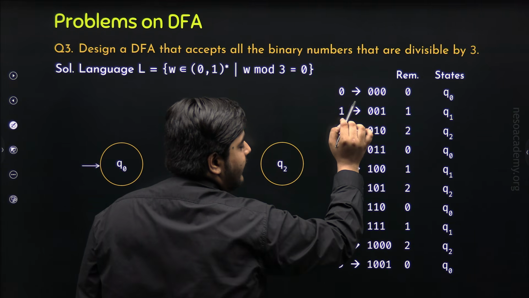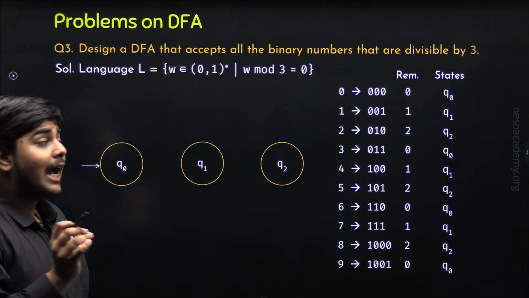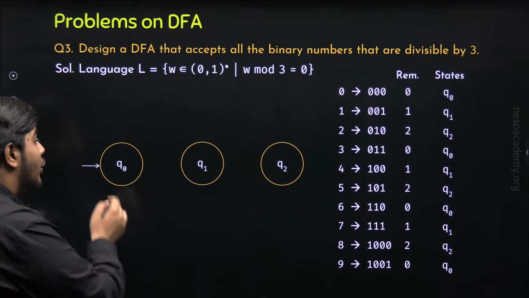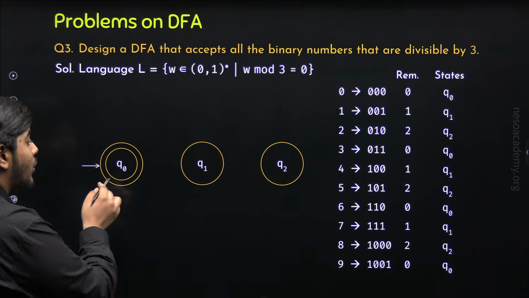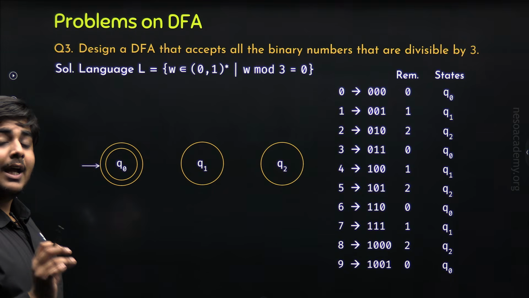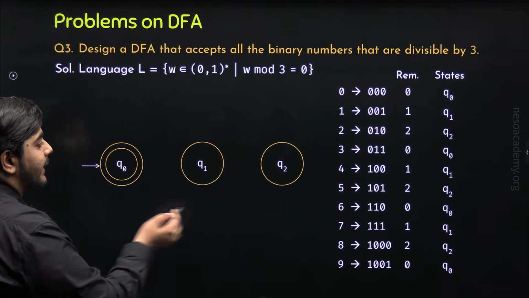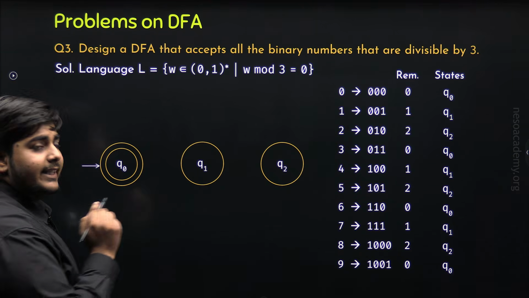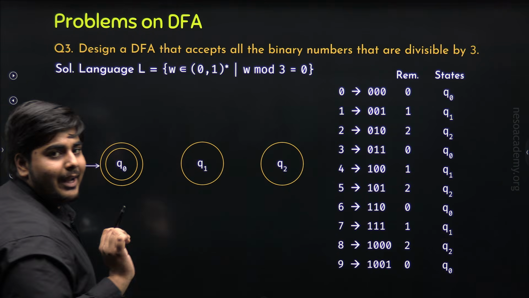And remainder 0 means that the binary number is completely divisible by 3. And that's what needs to be accepted by this DFA. That is why Q0 is going to be our accepting state also. So Q0 is the initial state as well as the final state for this problem. Now we will complete all the transitions for these 3 states. For completing the transitions, we need to process these input strings one by one.